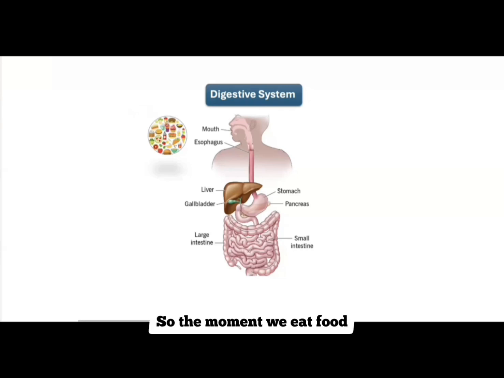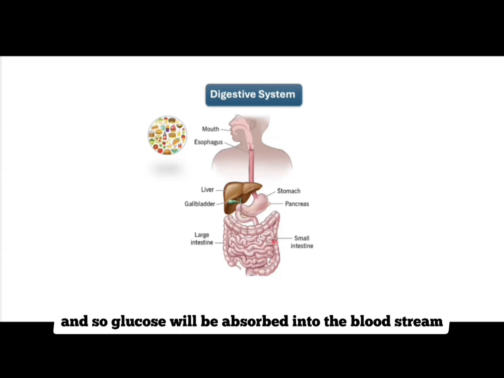So the moment we eat food, food enters our digestive system, and from the esophagus it enters our stomach. And digestion will happen here. After that it will move to the small intestine, and from the small intestine all the nutrients will get absorbed into the bloodstream. And so glucose will be absorbed into the bloodstream.